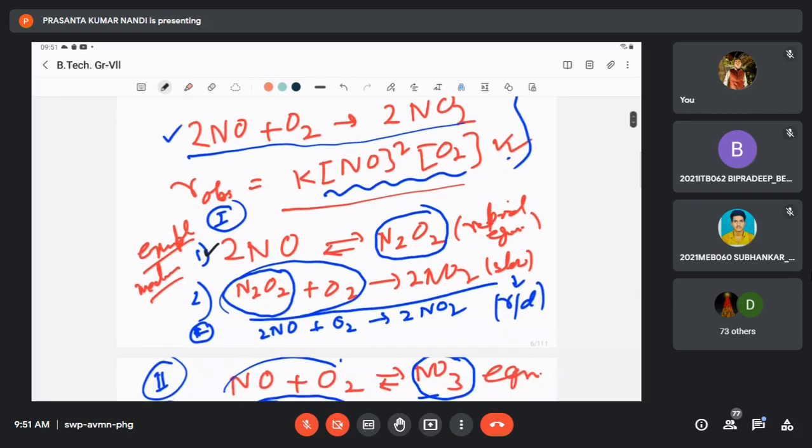Rapid equilibrium followed by the reaction which is slow. So this is a two-step reaction where the first step is rapid equilibrium followed by a slow step, that is formation of NO2 plus N2O2. So here the rate determining step is which one? This one.